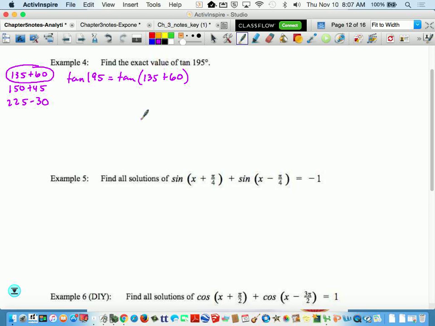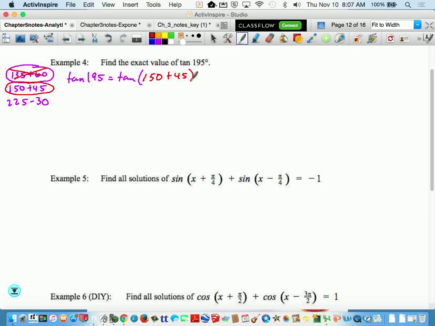You know what? To show you a little trick, I'm actually going to switch this out. Good thing I wrote it with pen. I don't want to do that one. Just thinking ahead, I want to do the 150 plus 45. So I want to show you a little trick in the middle of the problem.